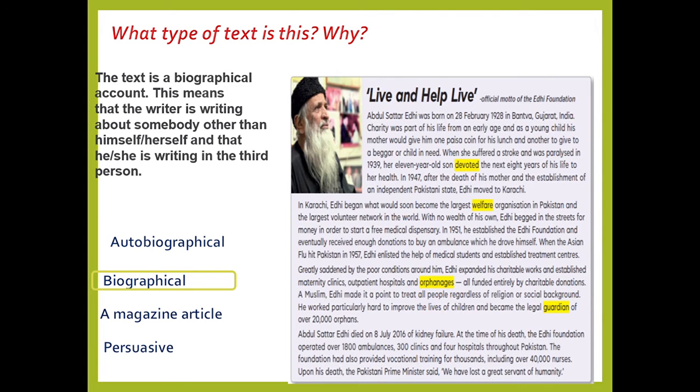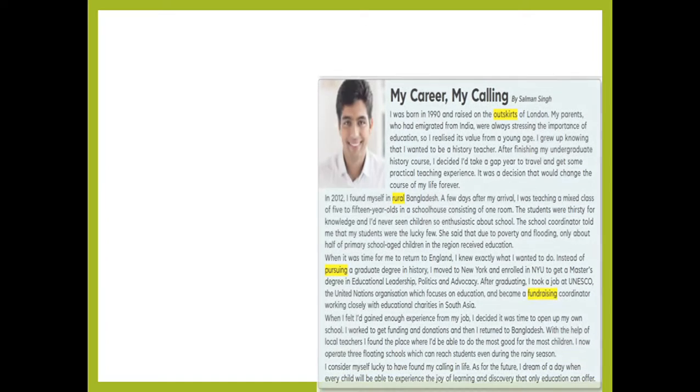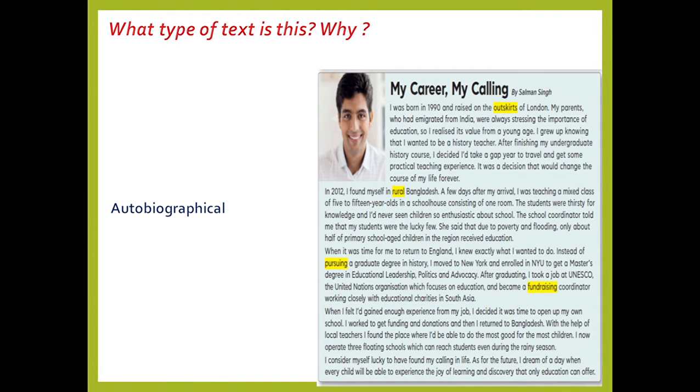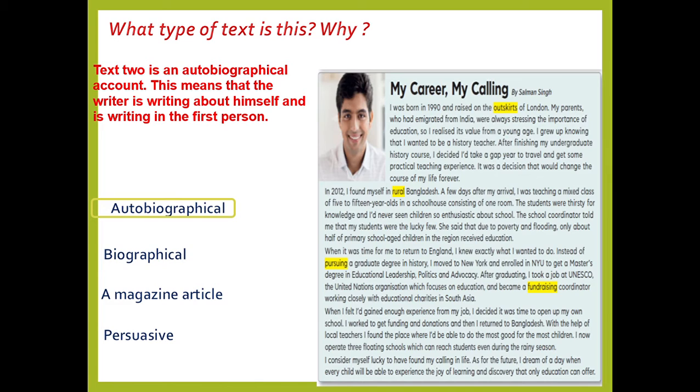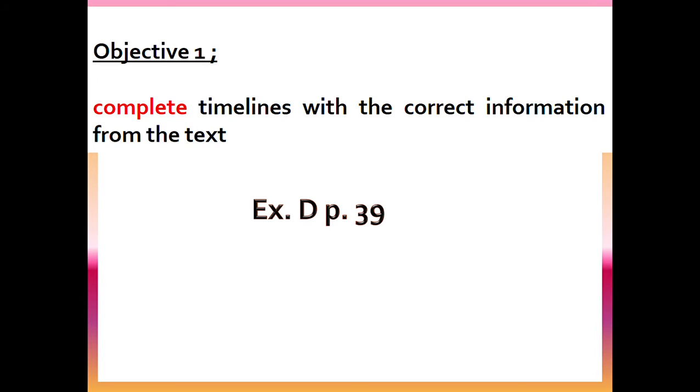And about the second text, it's an autobiographical one. That's because the writer is writing about himself and he is writing in the first person. Okay, let's start with the first objective for our lesson today, to complete the timeline with the correct information from the text. It's exercise D, page 39. Now, you can open your student book, page 38 and 39. And let's start with the first objective.